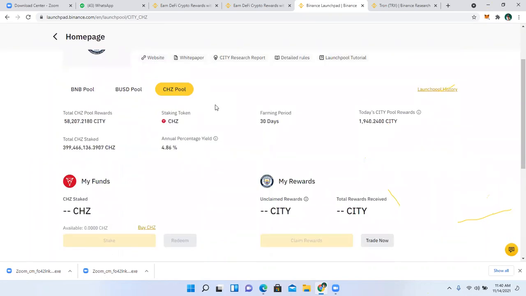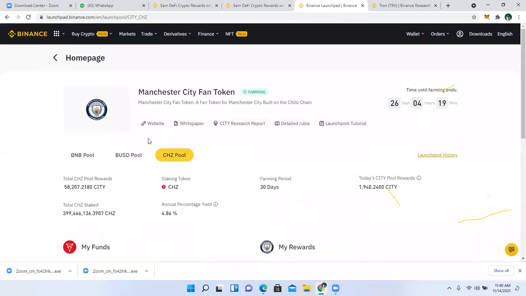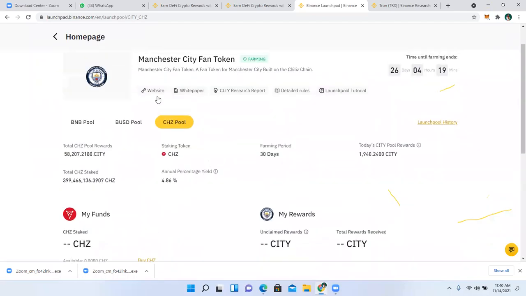CHZ pool. So it's saying here, total, staking token CHZ to get what, please? To get City, right? So for this part, what it simply means is that if this is the CHZ pool, and I put in CHZ here and stake it, after this day expires, I would get this City token as a reward.